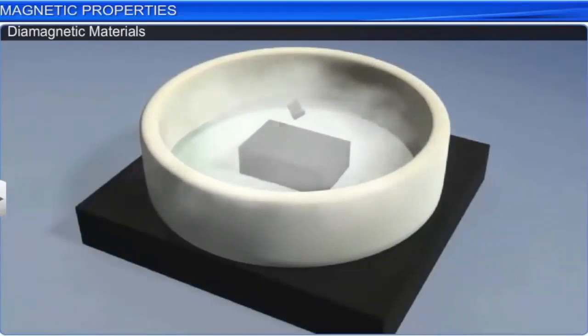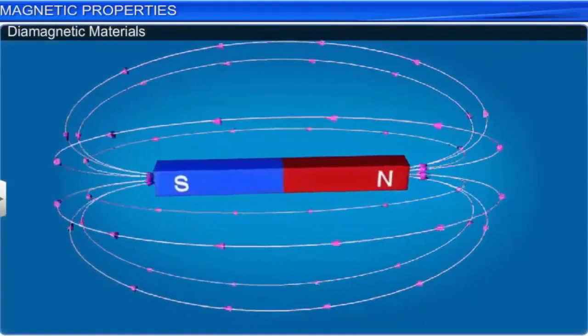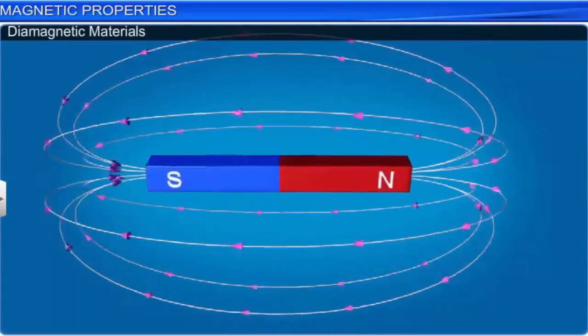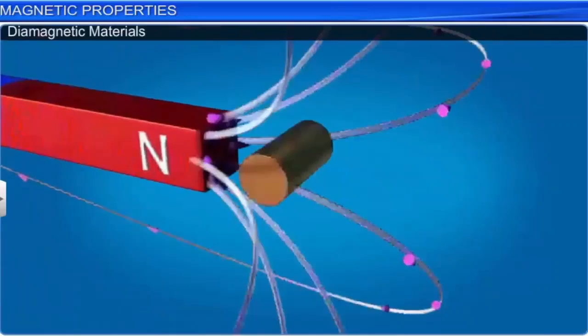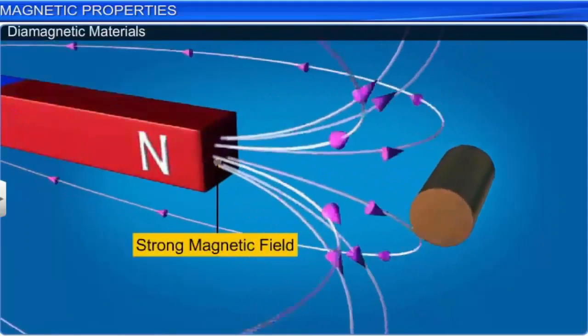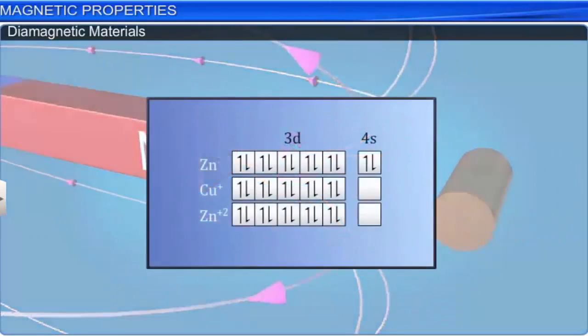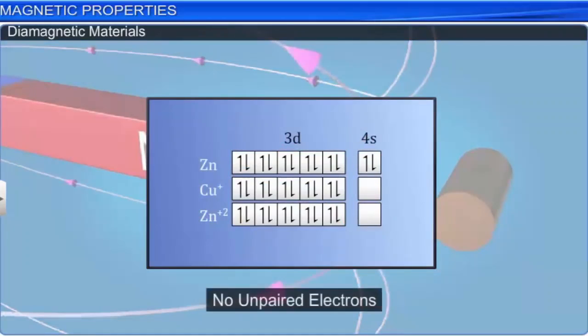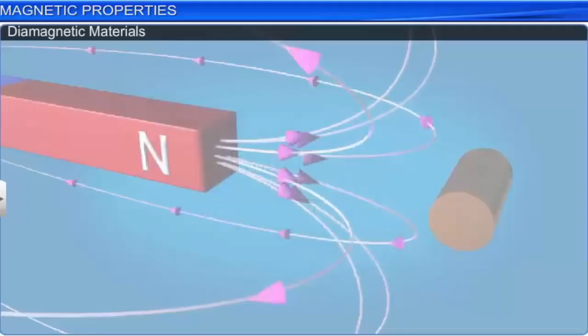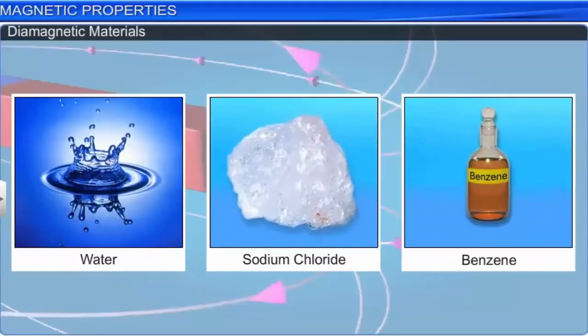When a bar of diamagnetic material is placed in a non-uniform external magnetic field, it tends to move from a region of strong magnetic field to a region of weaker magnetic field. Diamagnetism is shown by substances in which all the electrons are paired and there are no unpaired electrons. Although diamagnetism is present in all materials, its effect is very weak in most of them. Some examples of diamagnetic substances are water, sodium chloride, and benzene.